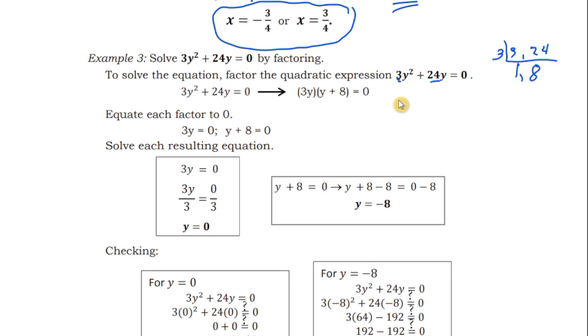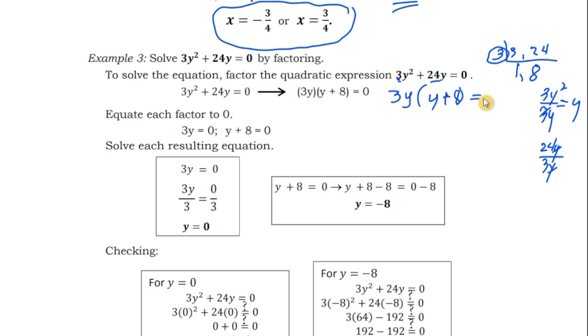So 3 is the value that we are going to remove from the given. Then for the variable, or the literal coefficient, which is y, we have y squared and y. The exponent having the lower value is y, so that is why we remove the y here. Then we divide 3y squared by 3y, so we now have y. Then the other one is 24y over 3y. Cancel, so we have plus 8 equals 0.